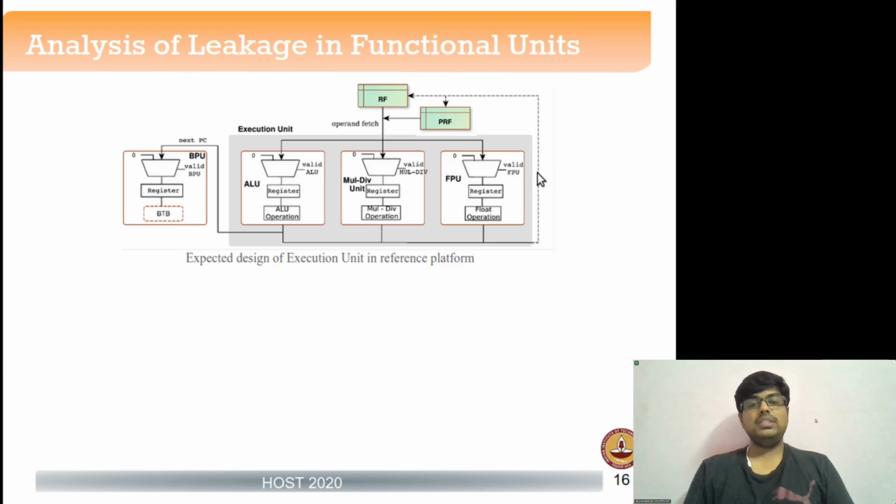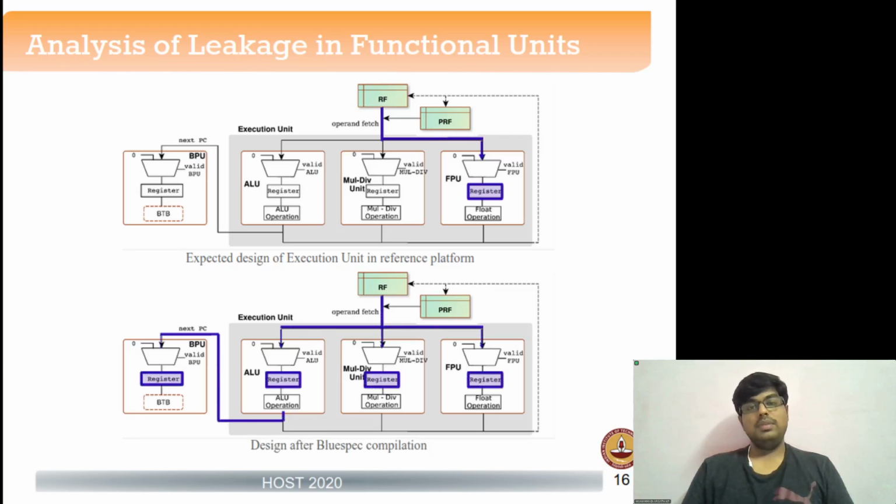This is the expected design of the execution unit in our reference platform. When the operand is fetched from the register file, it has to be forwarded to one of the functional units present in the execution module. For example, if the instruction is of type arithmetic or logic, then the operand has to be forwarded to the ALU. If the instruction is of type multiply operation, then the operand has to be forwarded to the multiply unit. If the instruction is of type floating point operation, then the operand has to be forwarded to the floating point unit.